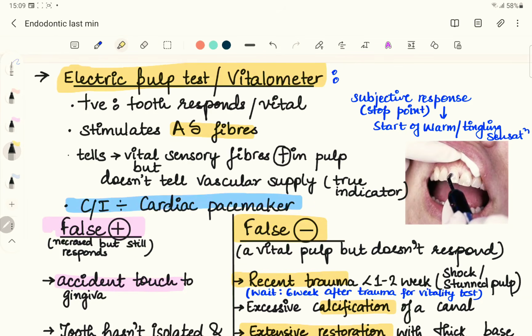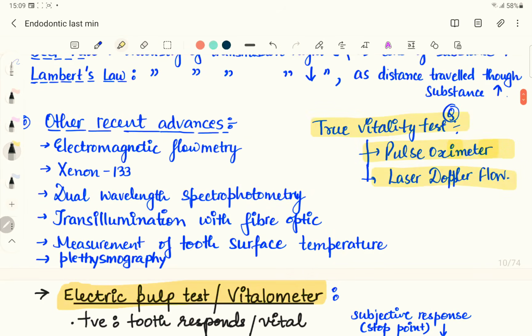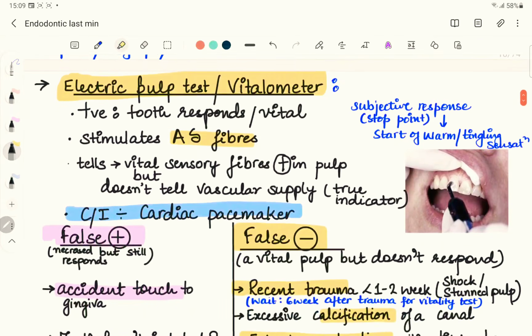Actually, vascular supply is the true indicator, and that's the reason we call the pulse oximeter and laser Doppler flowmeter the true vitality tests, because they are based on the vascularity of the teeth. On the other hand, with the electric current, the tooth responds via the nerve supply. Nerve supply isn't the true indicator, so the electrical pulp test is not a good indicator, because it is based on the nerve fiber supply, not the vascular supply. Also, it's an electric instrument, so we cannot use it in patients with a cardiac pacemaker. And the response to the electric pulp test is a subjective response.